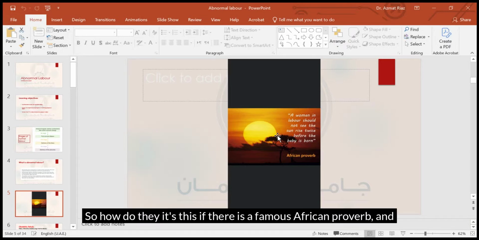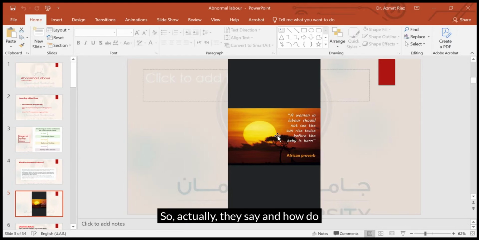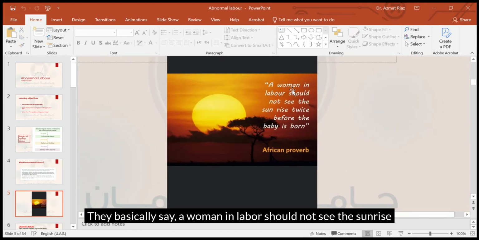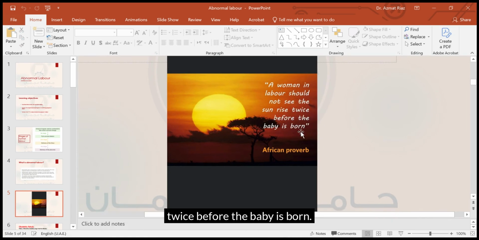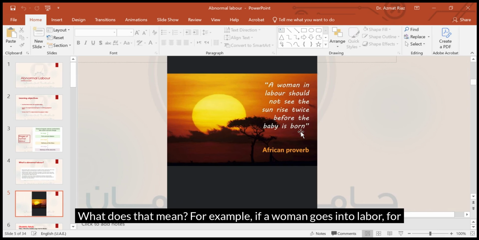So how do they know? There is a famous African proverb, and this is correct. They say, and how do they know that labor is normal or abnormal? They basically say a woman in labor should not see the sunrise twice before the baby is born. What does that mean? For example, if a woman goes into labor, for example, at 8 o'clock in the morning, right?